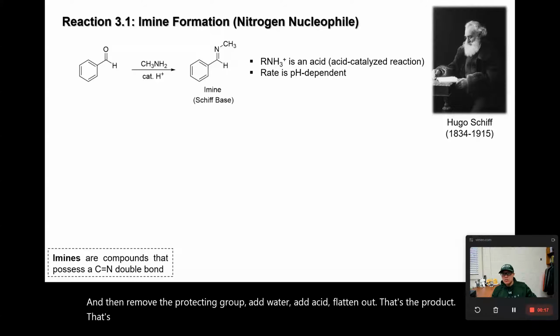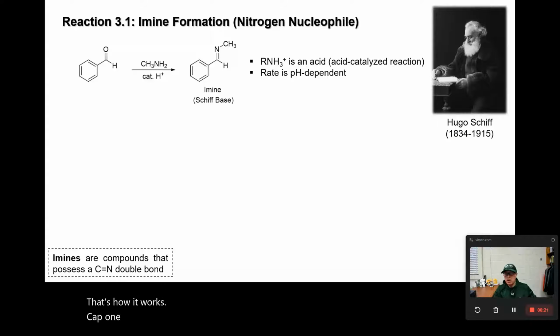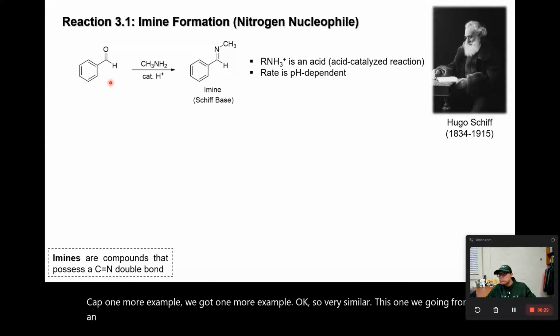It's also called a Schiff base, named after Hugo Schiff, a German chemist who discovered this class of compound. Anyway, all right, let's do this. Ignore the... so we have this one, an aldehyde. Ignore that for now.